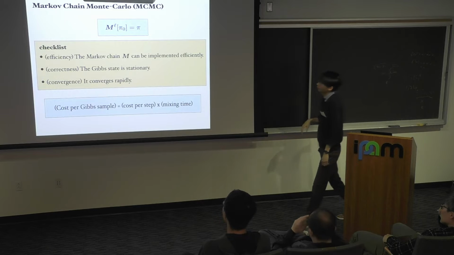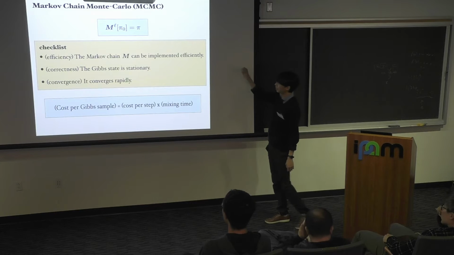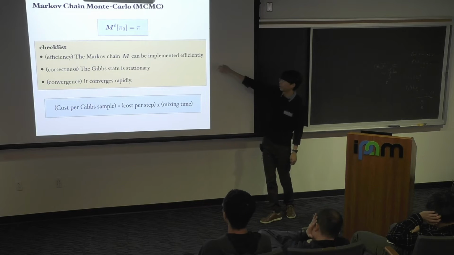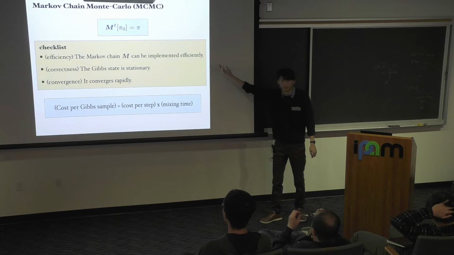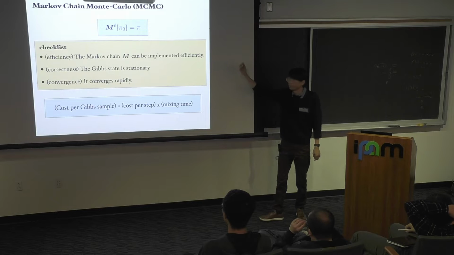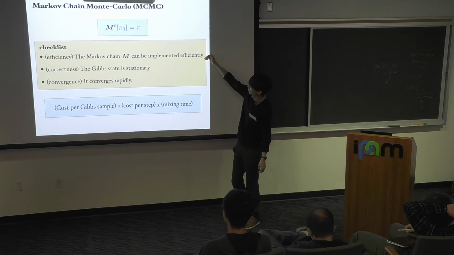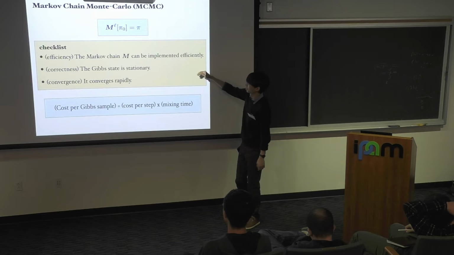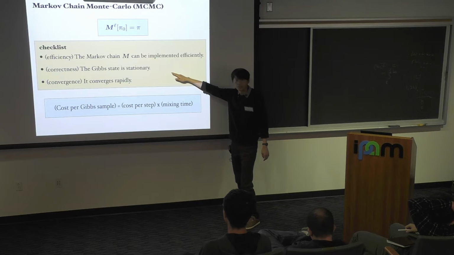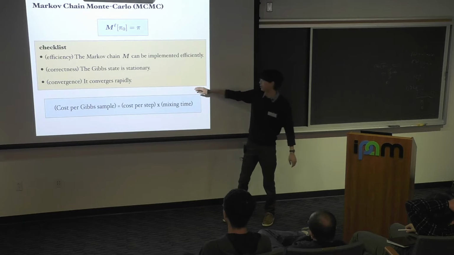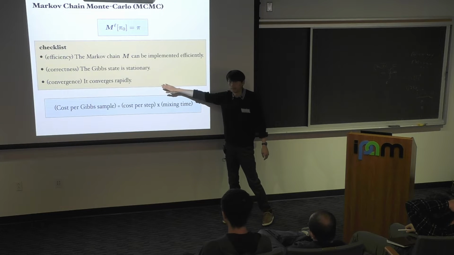Very briefly, Markov Chain Monte Carlo is to design a Markov chain that you can implement on your computer. Once you iterate the Markov chain for long enough, you get the stationary distribution. There are several things that you want. You want this Markov chain to be efficiently implementable. You want the Gibbs state to be your stationary state. That's the thing you want. And then you'll be really happy if it converges quickly.